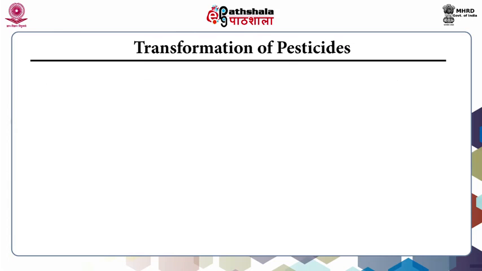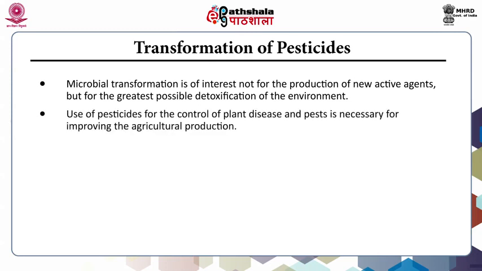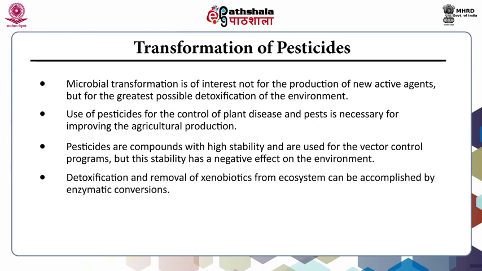Now, let's talk about the transformation of pesticides in the environment. Microbial transformation is of interest not for the production of new active agents, but for the greatest possible detoxification of the environment. Use of pesticides for the control of plant disease and pests is necessary for improving agricultural production. Pesticides are compounds with high stability and are used for vector control programs, but this stability has a negative effect on the environment. Detoxification and removal of xenobiotics from the ecosystem can be accomplished by enzymatic conversions.